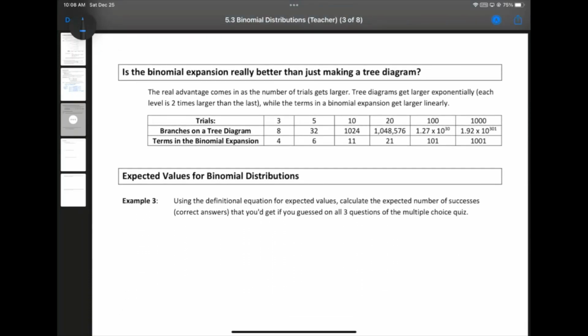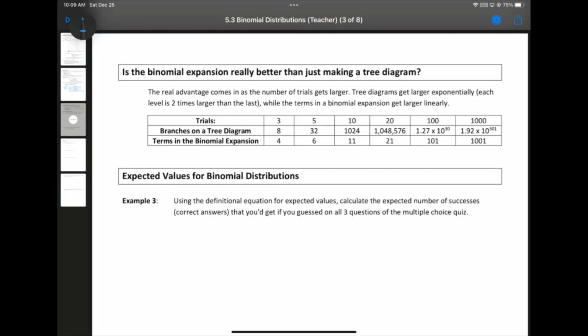So I thought I would just put this in here for a brief explanation because we have a new theorem, or a new distribution equation, I should say. Is it really better than just doing the tree diagram? What I did here is I just put down some examples. So if our number of trials is 3, so in our example we flipped 3 coins, our tree diagram had a total of 8 branches, and the total number of terms in the binomial expansion was 4. Okay, that wasn't too bad. I suppose we probably could have done a tree diagram just as easily as the binomial expansion.